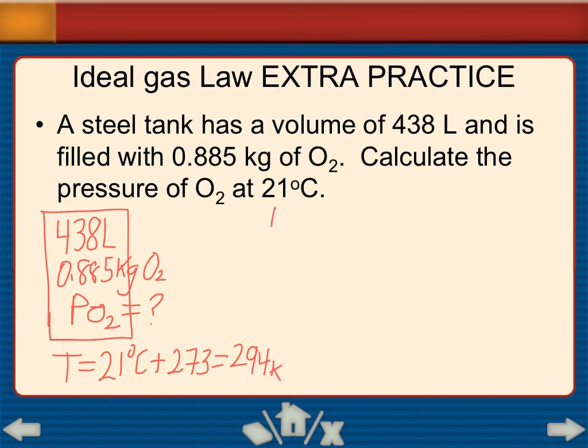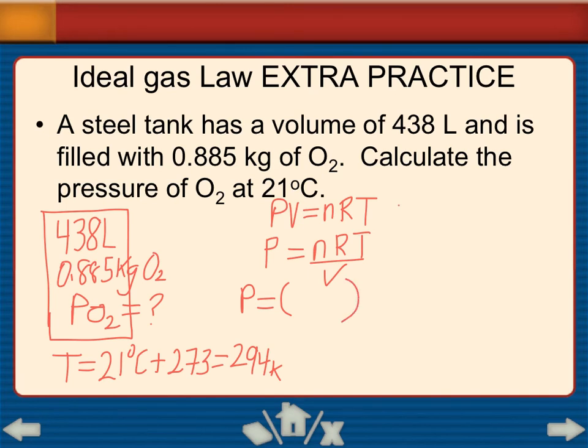Again, we want to do PV equals nRT. We're calculating P in this case, so we solve for P equals nRT over V. We then substitute it in. We need a value of n, which turns out to be the number of moles of oxygen gas. So we need to do some conversions first.